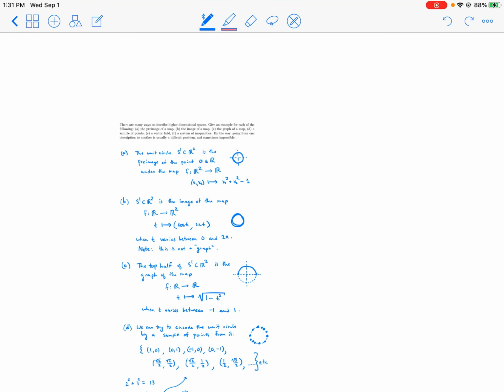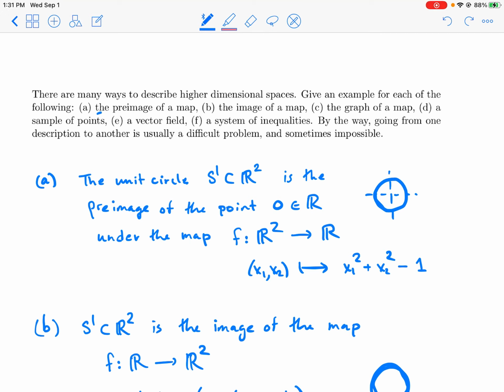Okay, now here's another one, the sample of points. So what do we do? The preimage of a map: that's sort of like the equation of a circle. The image of a map: this is sometimes called the parametrization of a circle. The graph of a map is sort of a special case that only works sometimes, but when it does work, it's nice. So we couldn't do the circle, but we could do pieces of the circle.